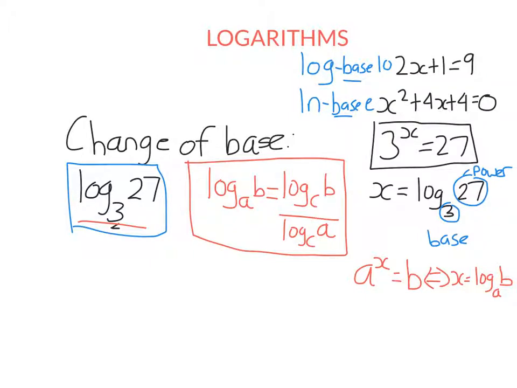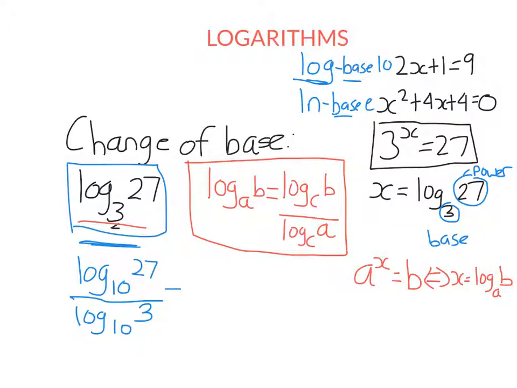Usually, as I said, on the calculator, log means base 10. So why don't I change this so that it is base 10? What I could do is write this as log base 10 of 27, so the power on top and the original base on the bottom. Log base 10 of 27 divided by log base 10 of 3. The reason I write it like that is, as I said, most calculators assume it's base 10. So you can just put log 27 over log 3 onto your calculator.